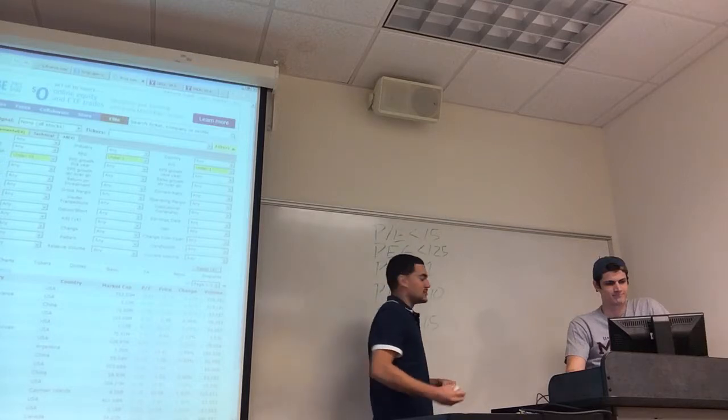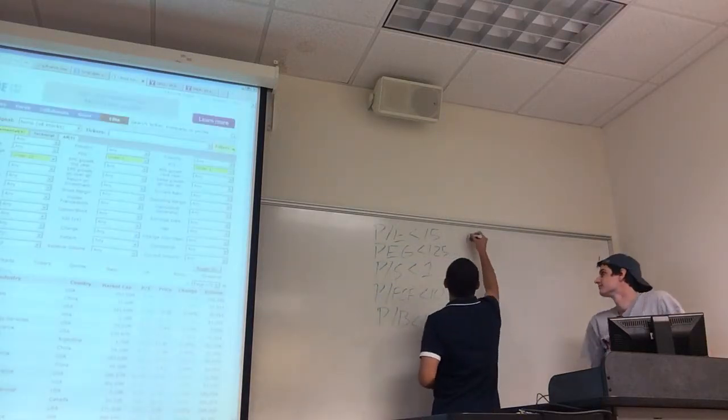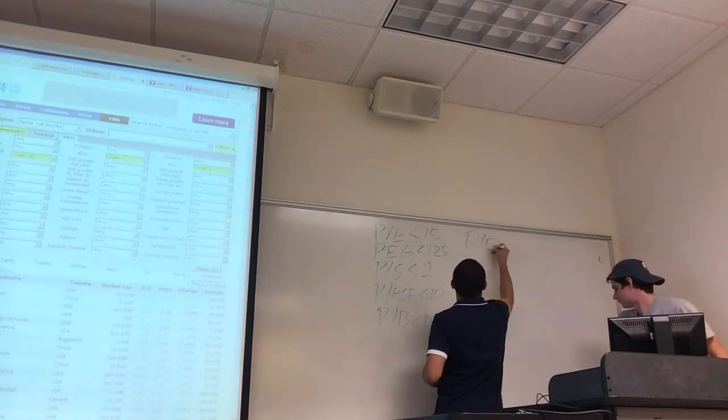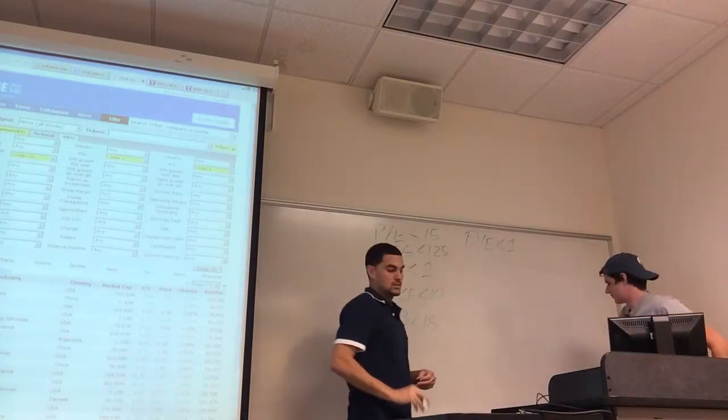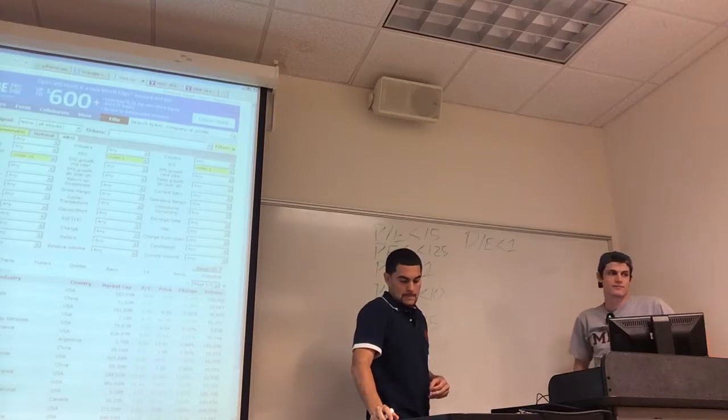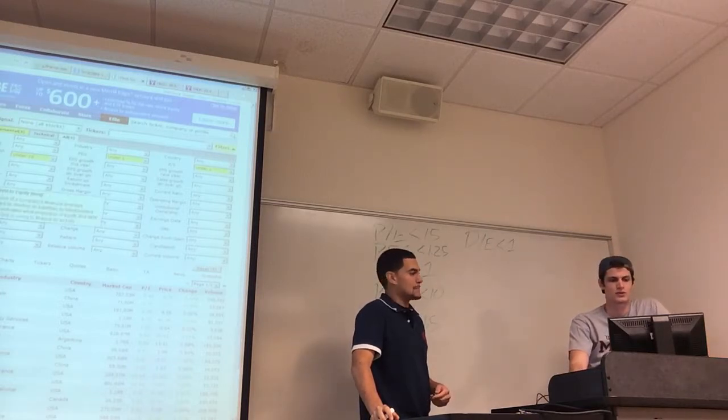And we have a debt to equity ratio, which we want to be less than 1. Why do we need DE less than 1? DE, yeah, debt to equity.